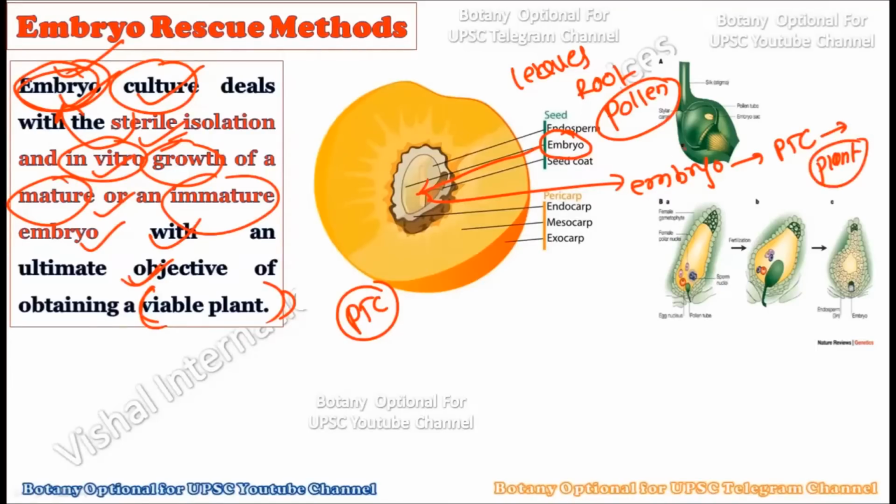This is the method followed in plant tissue culture techniques, and such a technique is called embryo culture, right? So what we do in embryo culture is simply take the embryo out of the seed and use it as an explant, and this explant can create a whole new viable plant, right?